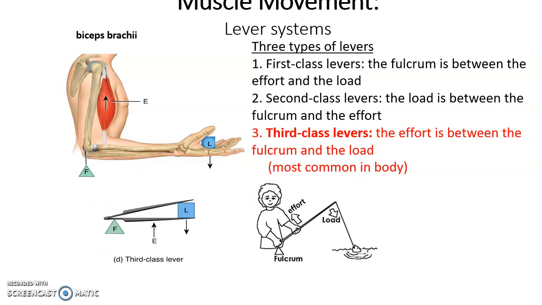Third-class systems, the effort is between the fulcrum and the load. Here's the effort pulling on the rigid structure, trying to move the load, which in this case is a fish. An example like that is biceps brachii. Again, the fulcrum, the elbow, the effort of the muscle, the load of the thing we're moving. And this third class is actually the most common arrangement in the body.